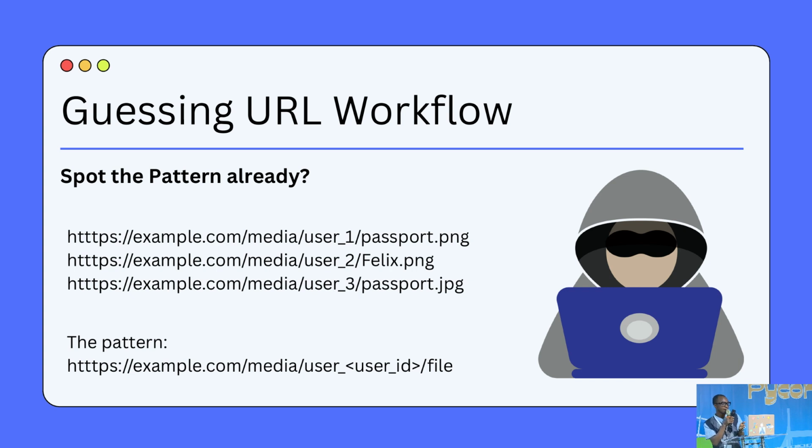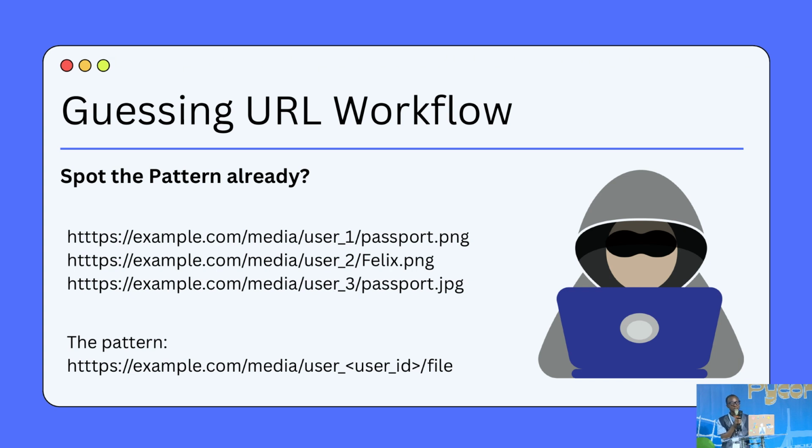A potential hacker can easily spot the pattern you are using to serve media files in your application. In this case, for instance, you can see the first URL is user1 passport.png. So a potential hacker using your system can see that the pattern in this URL is that you are using the UID, the user ID.